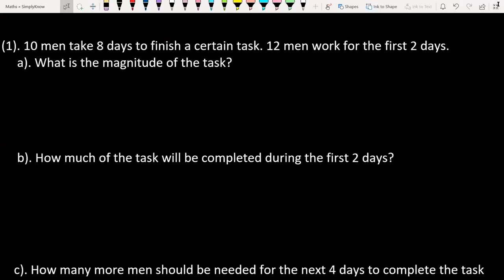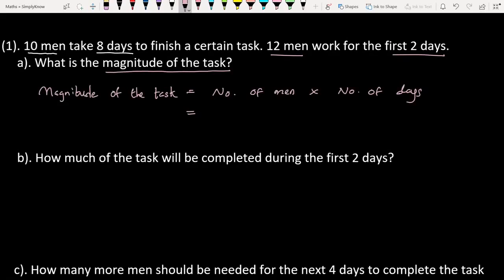In this video, I'm going to explain how to solve questions related to inverse proportion. Question number 1. 10 men take 8 days to finish a certain task. 12 men work for the first 2 days. Question A. What is the magnitude of the task?